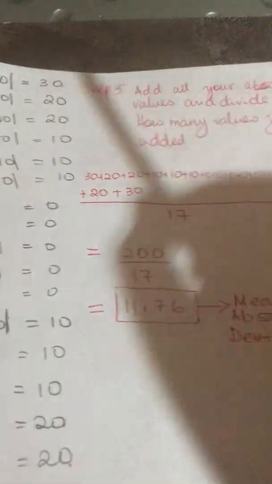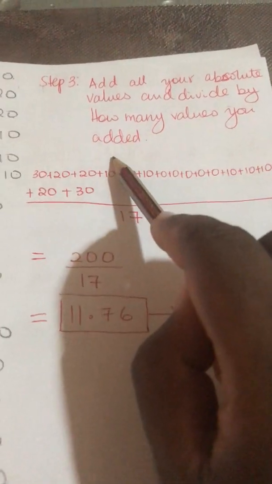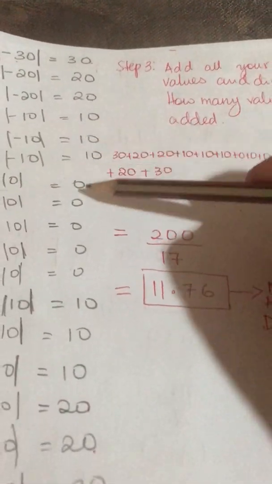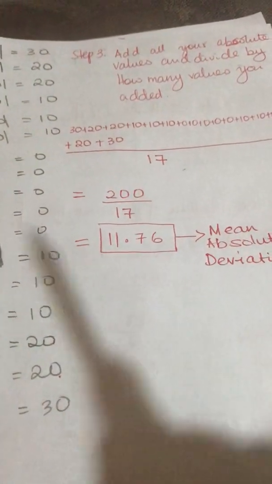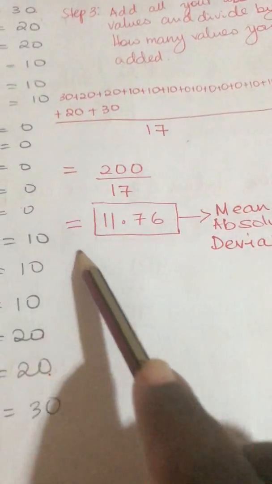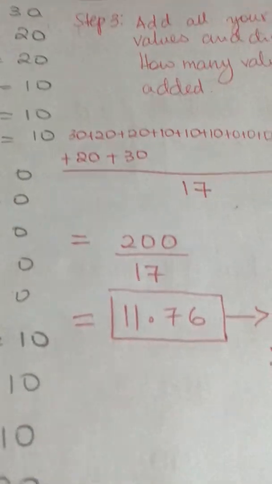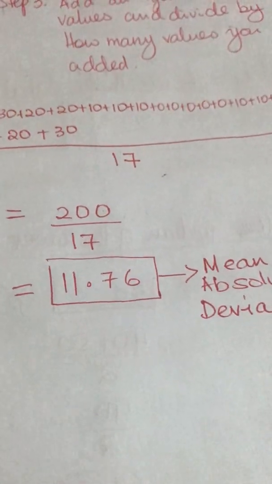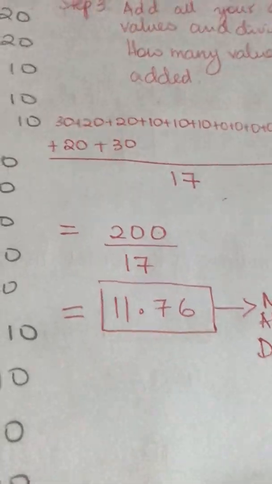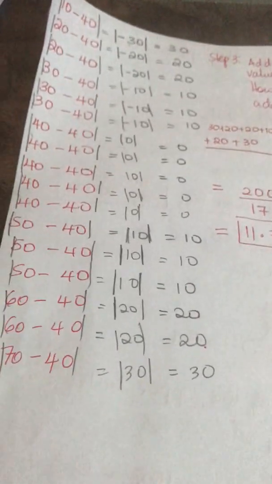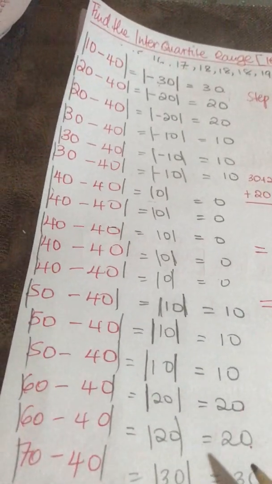And then step 3, add all your absolute values and divide by how many values you added. So I added all these. I got 200 and I divided by 17. So my mean absolute deviation is 11.76. Depending on the question, if they ask you to round it to the nearest tenth, then you round it to the nearest tenth. Okay? The question tells you how to round. So, this is how you find the mean absolute deviation.